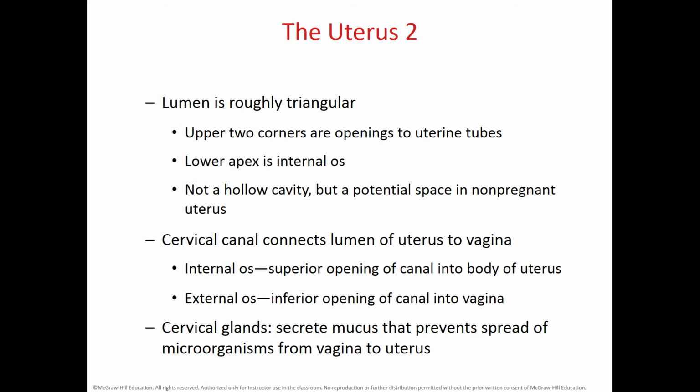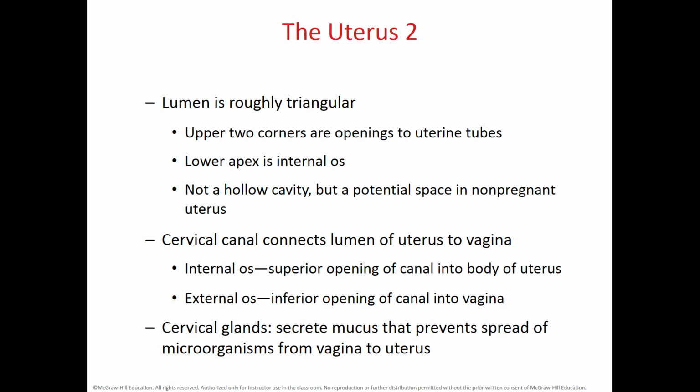The lumen of the uterus is triangular, and it has two openings to the uterine tubes, and it has a lower part that is called the internal os, and it's not a hollow cavity, it's a potential space just in case that the female becomes pregnant.